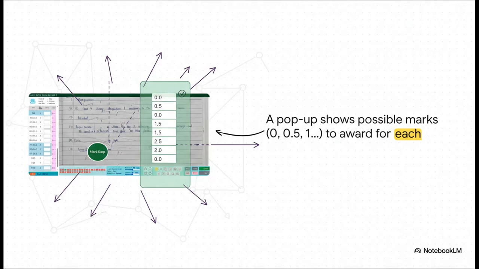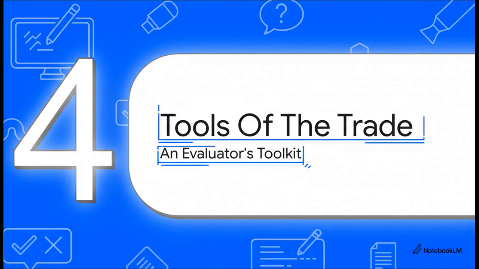So how does that actually work? Well, check this out. Over on the left, you've got the list of questions. When the evaluator clicks on a question that uses step marking, this little pop-up appears right on the answer script. It gives them a super clear menu of marks they can award for that specific step, from 0 all the way up to the max, sometimes even in half-point jumps. They just click the value that fits. Easy.